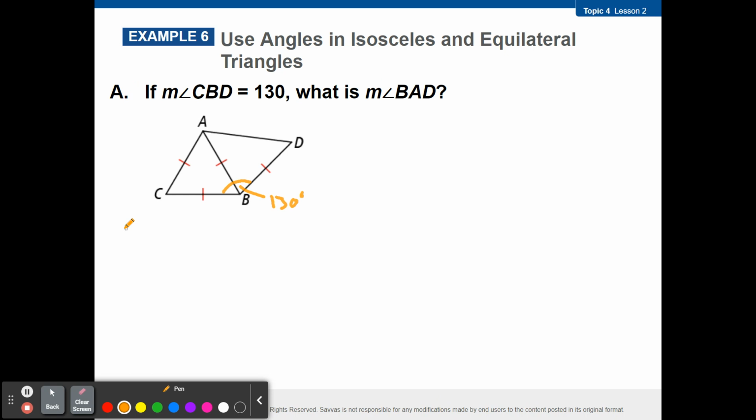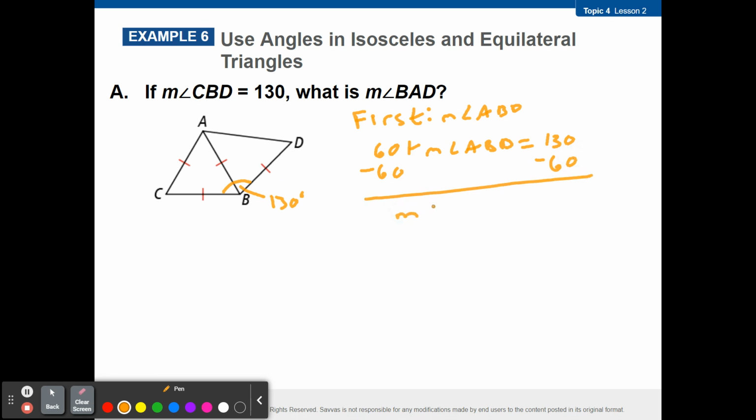They're all equal, so they all have to equal 60. Okay. So the first thing we're going to do, we're on example 6. The first thing you're going to want to do is find the measure of ABD. I'm going to take 60 plus the measure of ABD equals 130 degrees. Subtract the 60 from each side.